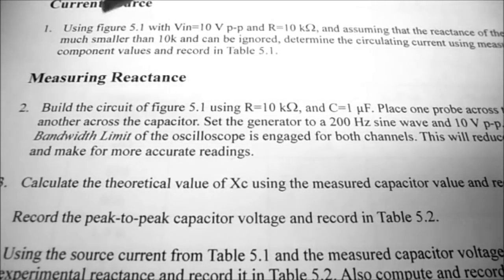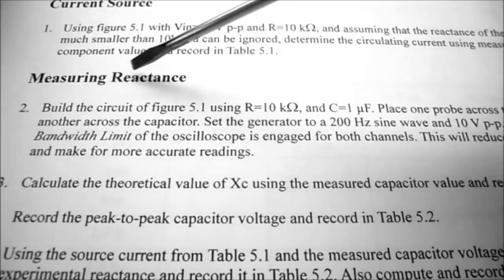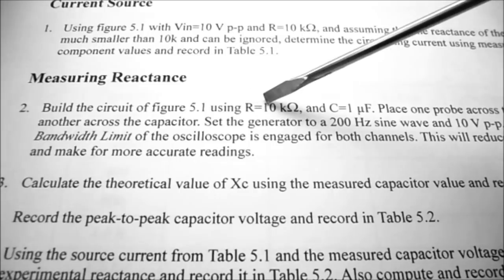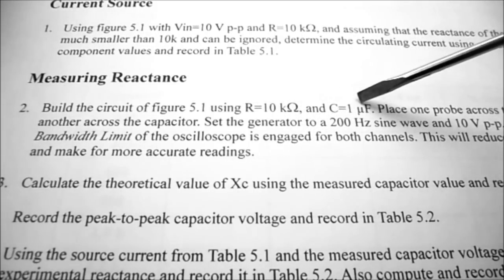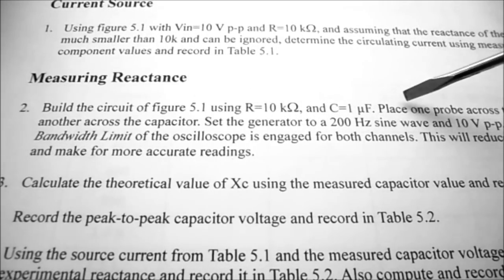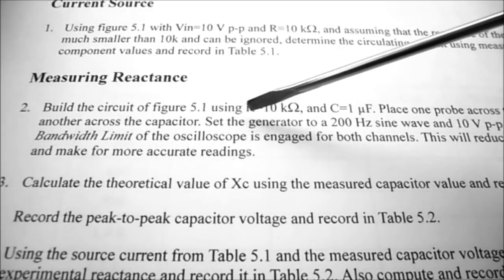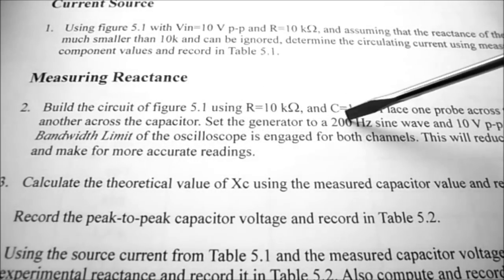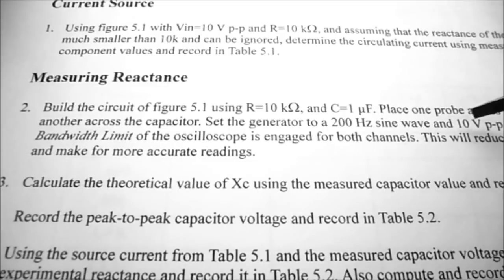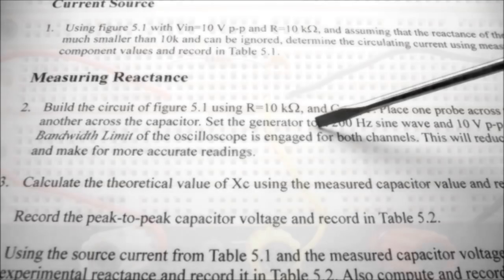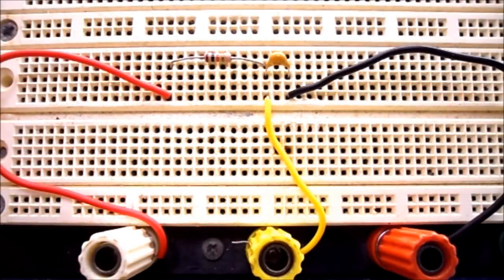So under procedure, step 2, it's all about measuring reactance. We're going to build the circuit of figure 5.1. We're going to use the 10k ohm resistor and the 1 microfarad capacitor. We're going to place one probe across the generator and another across the capacitor, so we'll be looking at VC. We're going to start with our generator at a 200 Hertz sine wave and 10 volts peak to peak. We're going to put the bandwidth limit on for both channels.